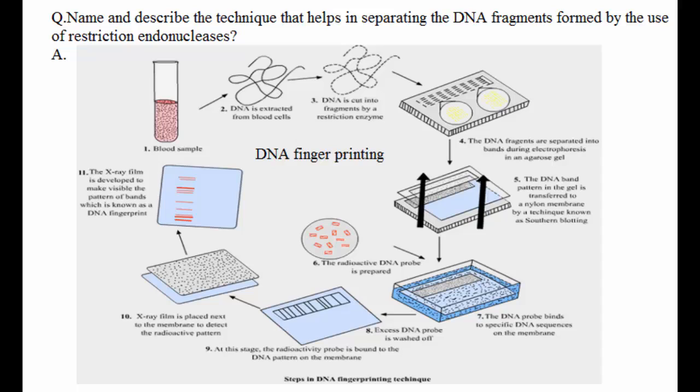The final step of DNA fingerprinting is that X-ray film is exposed to the nylon sheet containing radioactive probes. You can see in this figure, the X-ray film is placed next to the membrane to detect the radioactive pattern. Dark bands develop at the probe sites, which look something like barcodes used to identify items at grocery stores.